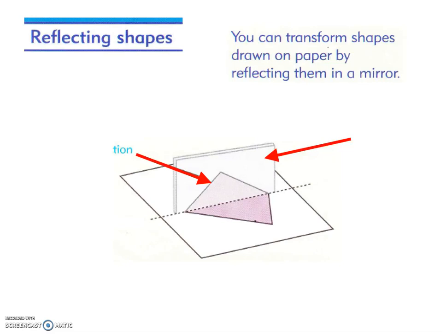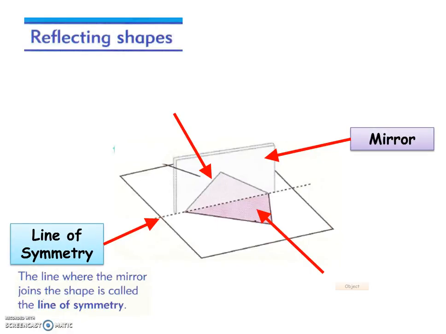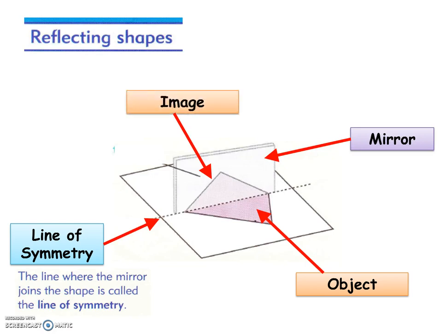Now you can transform shapes drawn on paper by reflecting them in a mirror. Now, reflection is something that happens in our daily life almost every day. If you wake up in the morning, I think the first thing that you do is to look at yourself in the mirror. So this is reflection. Okay, the reflection is the image which is formed behind the mirror. And this is your mirror line. And of course, you have your object and the image.